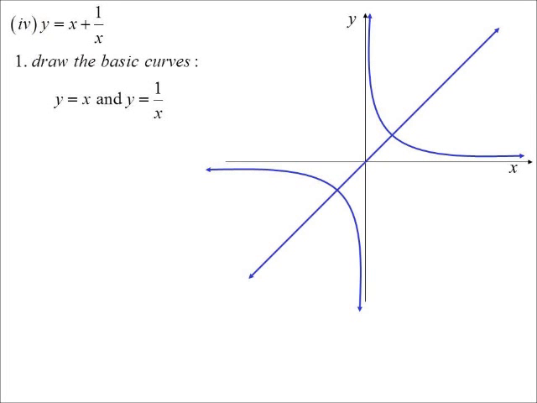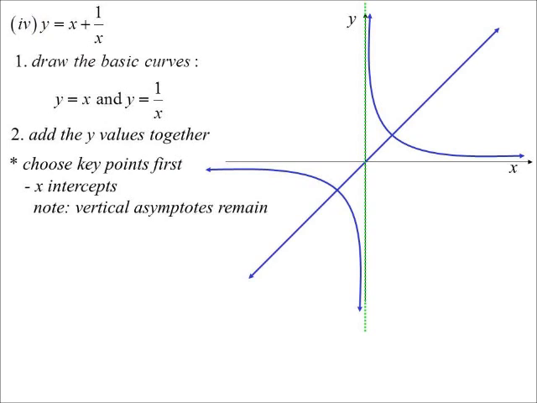Let's try this one. x plus 1 on x. Well, the way I can do something like this is look at the two different graphs. y equals x and y equals 1 on x. And I'm going to add them together. So I can slide a ruler along at any point and go, okay, I'm going to add these two y values together. Where's my new point? But there's some logical points to pick.